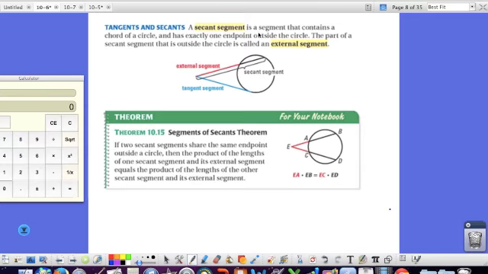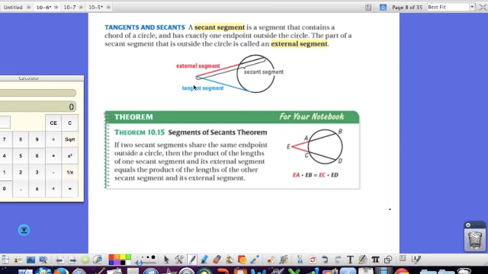A secant segment is a segment that contains the chord of a circle. So instead of being a secant, which would be a line, it's a secant segment. It has exactly one endpoint outside of the circle. The part of a secant segment that is outside the circle is called the external segment.